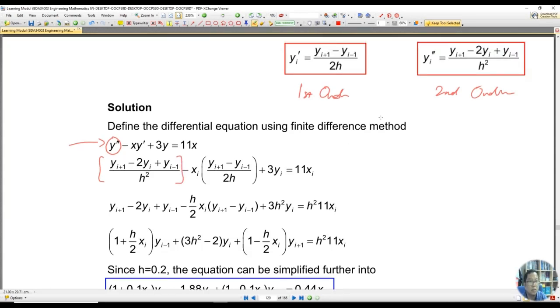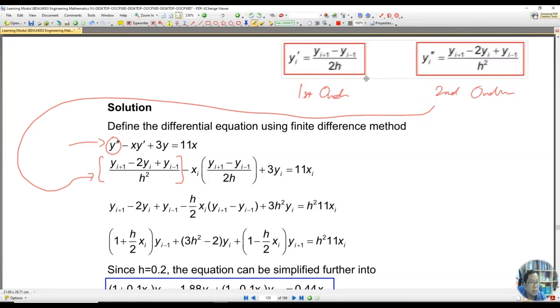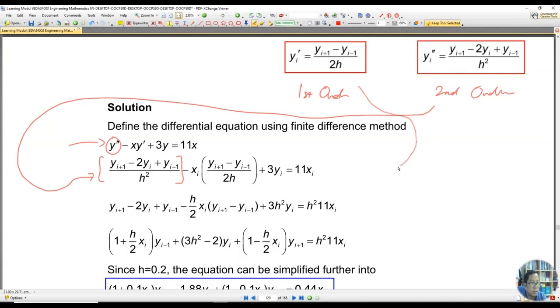This is a second order equation, and this is the first order equation: y_{i+1} minus y_{i-1} divided by 2h, then plus 3y equal to 11x_i.